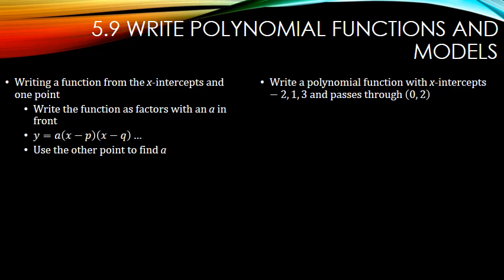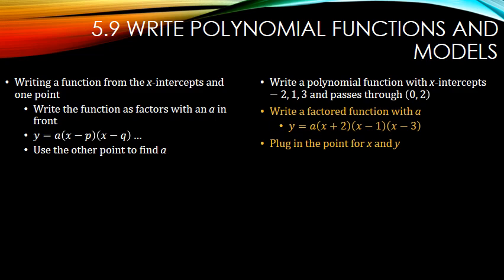So let's write a polynomial function with x-intercepts -2, 1, and 3, that passes through the point (0, 2), which incidentally is the y-intercept. The first thing we need to do is write it in factored form with an a. So it'll be y equals a times (x plus 2)(x minus 1)(x minus 3). So it's x minus each of the x-intercepts.